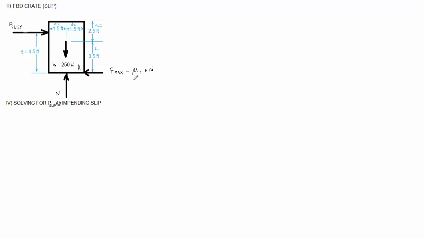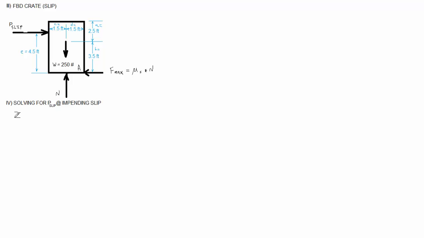The frictional force also changes. If the object is just about to slip, friction is going to be at its maximum, and its maximum friction equals mu s times N. Now in order to solve for P slip, we have to apply static equilibrium to both the X and the Y direction. First we have to figure out what N is, then we can use N to solve for F max. Now you might look at this and say, well hey, N equals W. You have to prove that using static equilibrium.